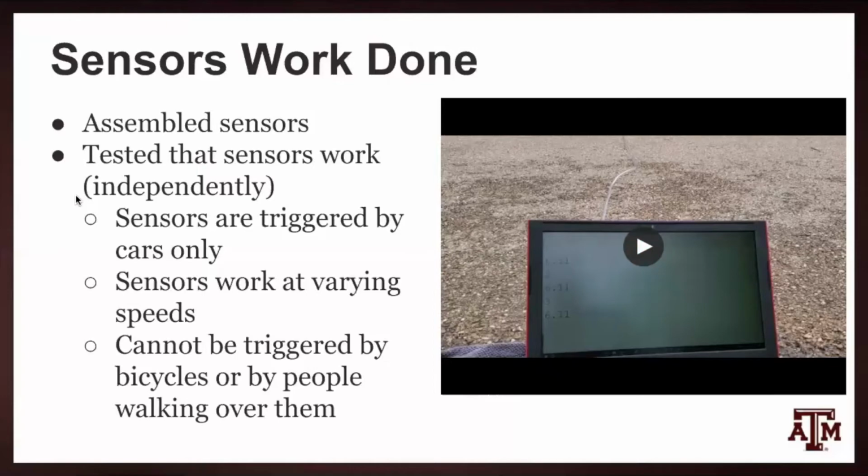So we did tests to make sure that the sensors are triggered only by cars. We didn't get good video of it, but the sensor can't be triggered by bikes or people walking over them. And then we show that the sensors work at varying speeds.